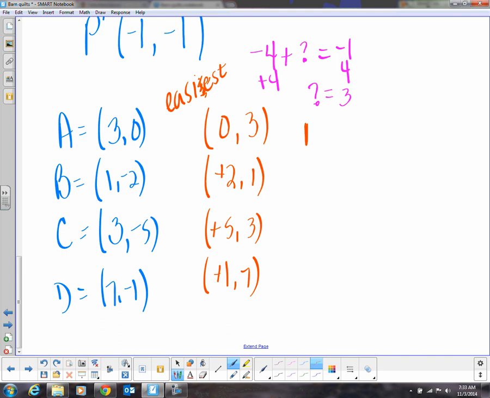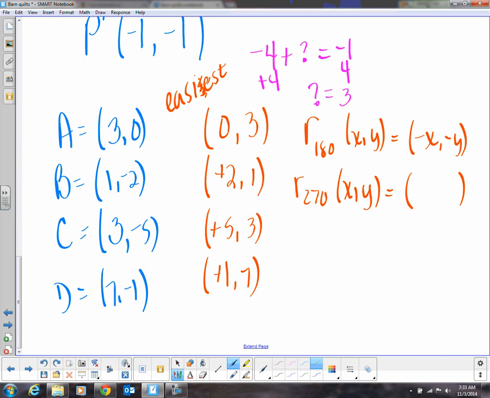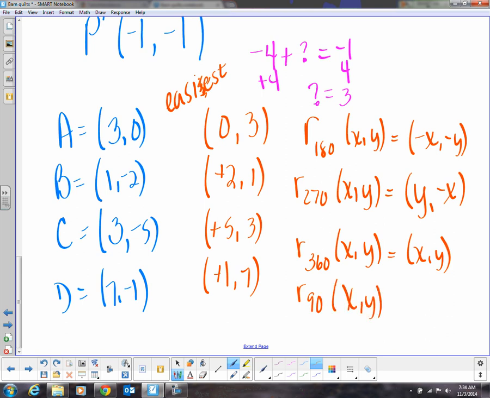What is a rotation of 180 of XY? Negative X, negative Y. What is a rotation of 270 of XY? Switch them, take the opposite of the second. What is a rotation of 360? Right. 360 means they just fall right back on top of each other. Our rotation of 90 of XY was negative Y, X. You got to know these.